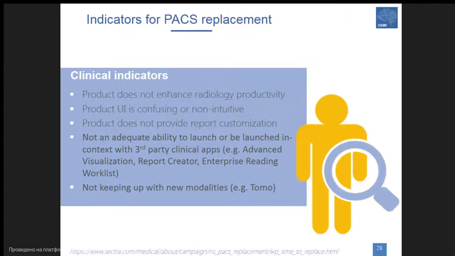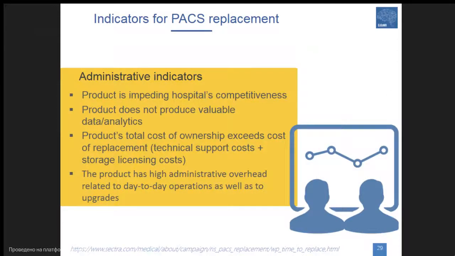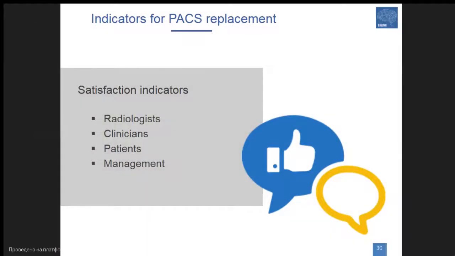And administrative indicators. If PACS is impeding the hospital's competitiveness, doesn't provide valuable data or analytics, or if total cost of ownership exceeds cost of replacement, so if you spend a lot of money on licenses for storing the images, or you spend money on technical support, then it's a problem. And if it has high administrative overhead related to day-to-day operations and to upgrades, then of course the price is too high. And finally, satisfaction indicators.